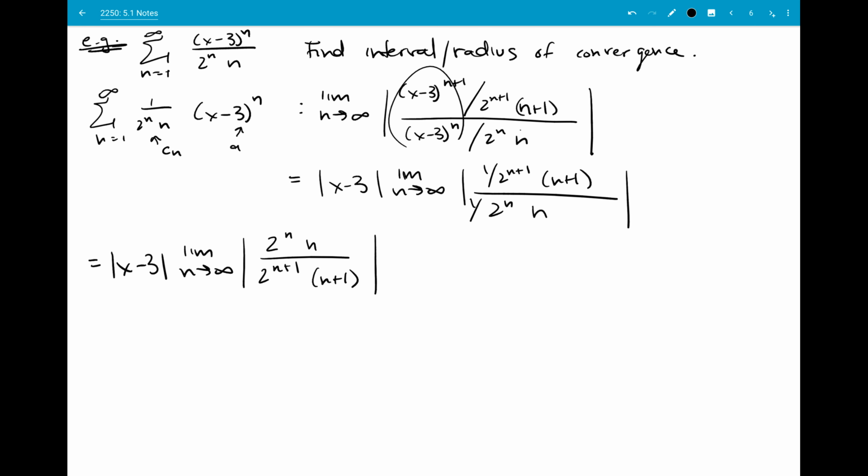And then I can see that the same way my x's canceled out before, now I have these 2 to the n's are going to cancel out. So my n is going to be left the same and my n plus 1 is going to be left the same. But now I just have a 1/2 right there.